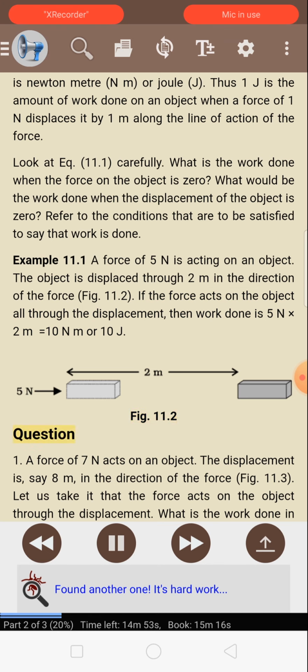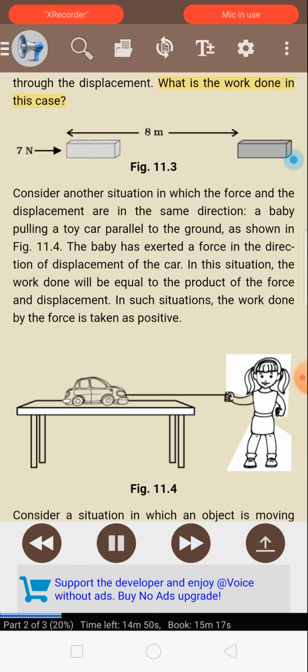Figure 11.2. Question 1. A force of 7 N acts on an object. The displacement is, say, 8 meters in the direction of the force, figure 11.3. Let us take it that the force acts on the object through the displacement. What is the work done in this case?